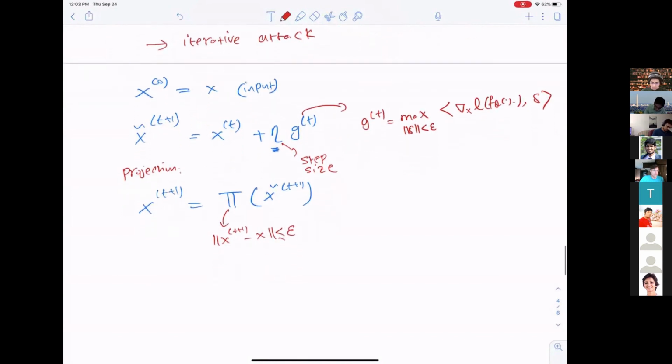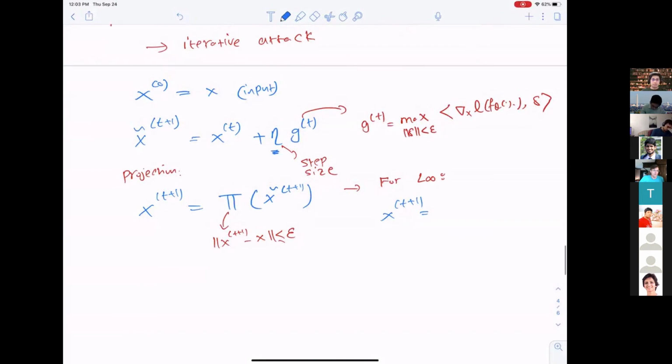For L infinity, for instance, this projection is really simple, right? Even for other Lps, this projection is very simple. So for L infinity, this update is basically, I'm looking at xt plus 1 and clipping between x minus epsilon and x plus epsilon, right? Because I don't want each of my pixels to be perturbed more than epsilon.